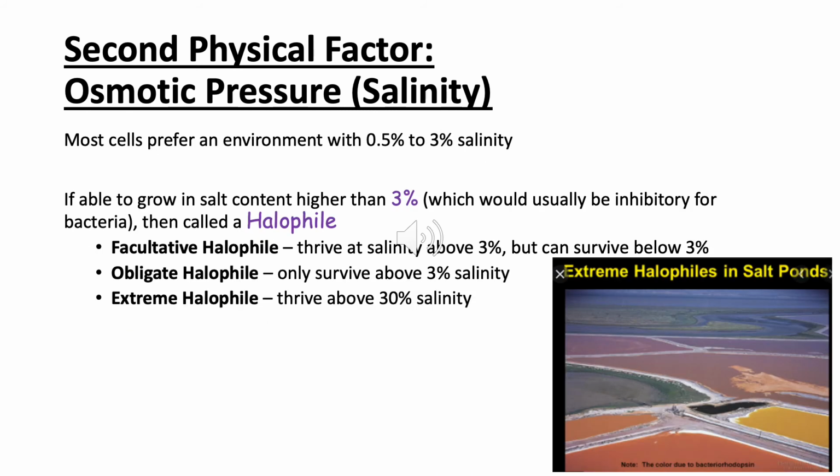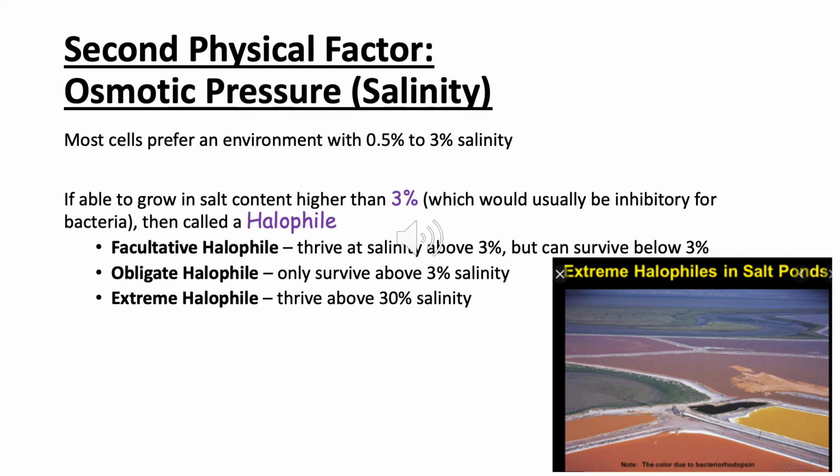So the concentration of salt in a cell's environment is really important. Most cells prefer an environment with 0.5 to 3% salinity. But if they're able to grow in a salt content that's higher than 3%, then the bacteria are called halophiles. Above 3% normally would be inhibitory for most bacteria, but there are certain bacteria that can thrive above that. Within the halophiles, there are 3 classifications. Again, there's the facultative halophile, and they thrive at a salinity above 3%, but can survive below 3%. So they grow best above 3%, but they can survive below 3%.